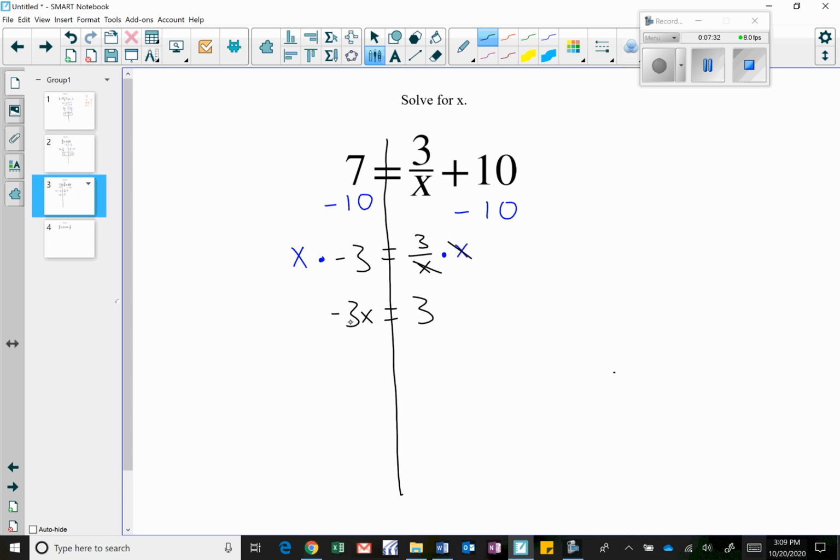I'm just going to divide by that number in front of x, right? Because this is multiplication right here. So always just do the opposite of multiplication, which in this case is division. When I divide by negative 3, I see that x equals 3 divided by negative 3 is negative 1. X is completely alone, so I know I'm done with the problem.